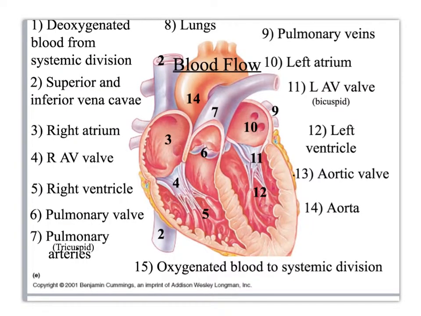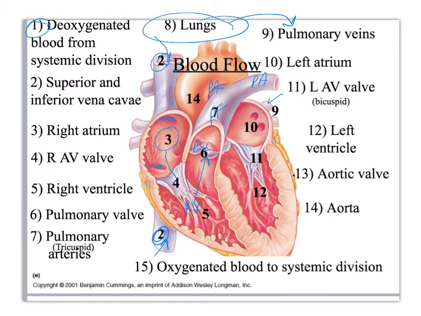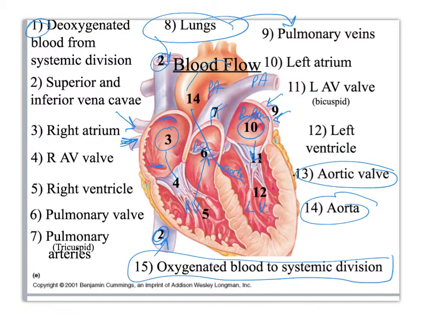All right, this is another way of looking at it, okay? And you'll see the way I've numbered it. So I've got deoxygenated blood from the systemic division pulling into the superior and inferior vena cava, okay? Those empty into the right atrium. The right atrium goes through the right AV valve into the right ventricle. The right ventricle goes through the pulmonary semilunar valve into the pulmonary trunk, into the two pulmonary arteries, which go to the lungs. The lungs send the blood back into the pulmonary veins. The four pulmonary veins empty into the left atrium, which goes through the left AV valve into the left ventricle, which goes out through the aortic semilunar valve, out to the rest of the body, and perfuses the rest of the body.